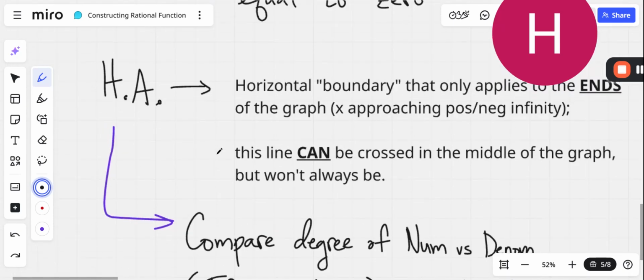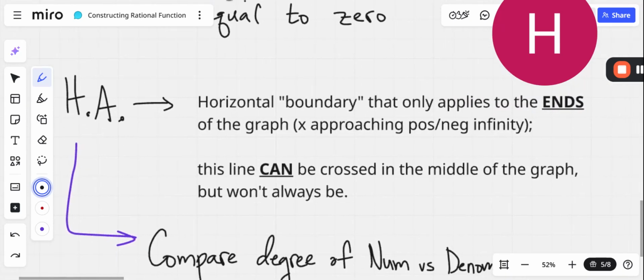The horizontal asymptote, it's like a horizontal boundary, but it's really important to remember that it only applies to the ends, like the left and the right sides of the graph. So that's when x itself is approaching positive infinity or negative infinity. Whereas the vertical asymptote is a result of the y values going to positive or negative infinity. The horizontal asymptote arises from when x is going to positive infinity or negative infinity. So we're only looking at the ends.